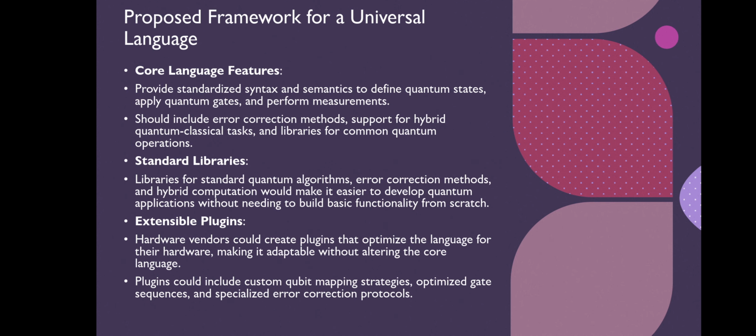Okay, now what is the proposed framework for a universal language? Core language features. It provides standardized syntax and semantics to define quantum states, apply quantum gates, and perform measurements. It should include error correction methods, support for hybrid quantum-classical tasks, and libraries for common quantum operations. Standard libraries. Libraries for standard quantum algorithms, error correction methods, and hybrid computation would make it easier to develop quantum applications without needing to build basic functionality from scratch.